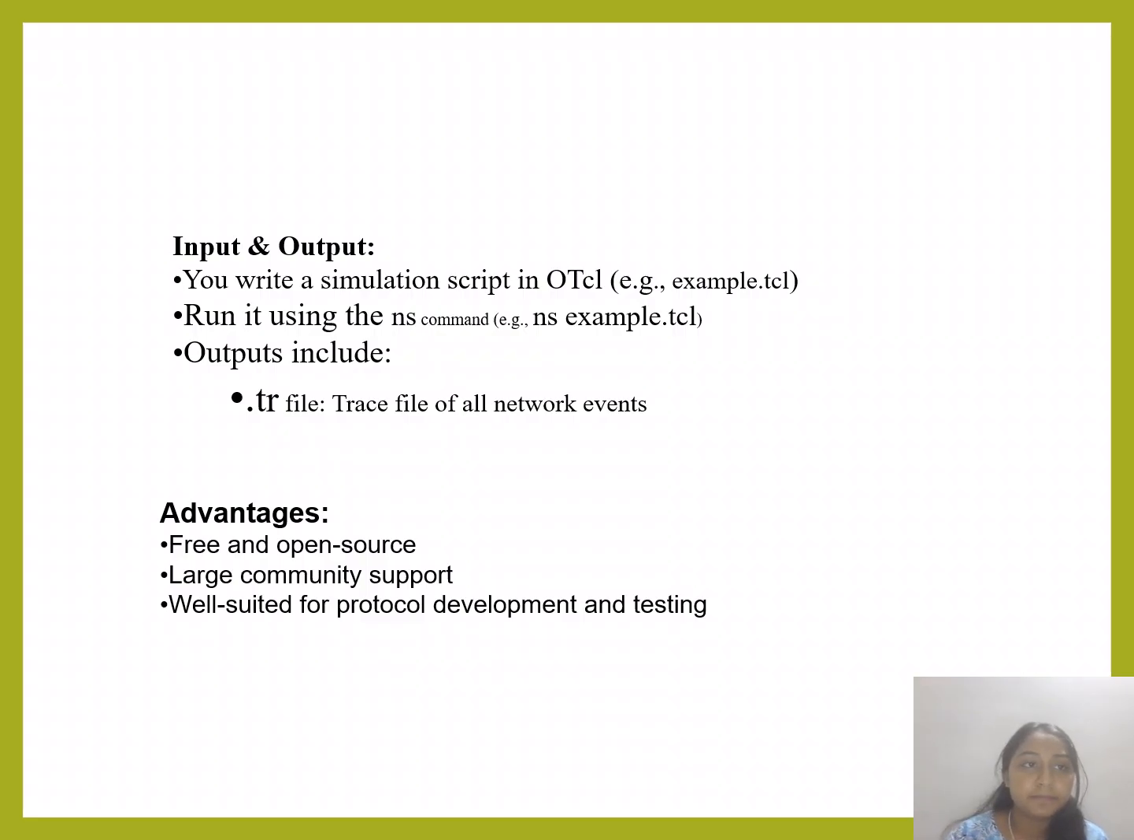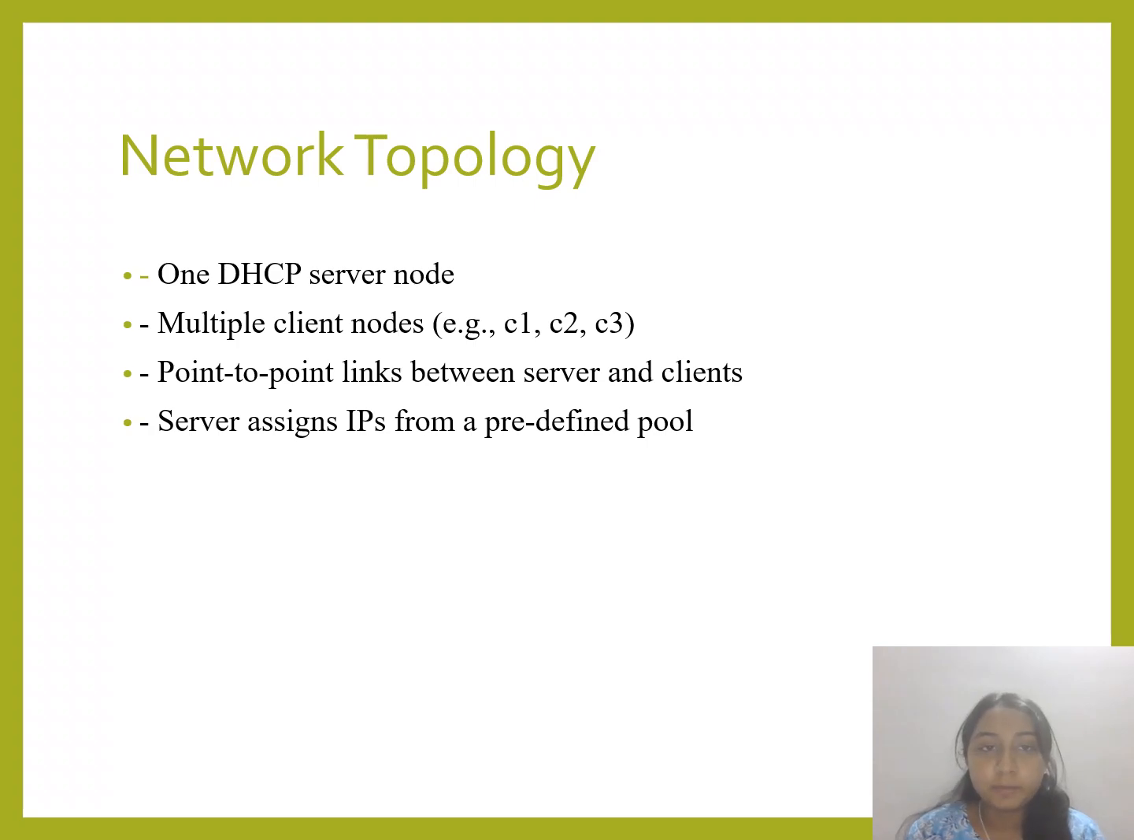So next, coming to the network topology, our simulation includes one server and multiple clients, and all are connected with point-to-point links, and the server dynamically assigns IPs from the pool. And this is the network topology which is used, in which the multiple client nodes are also connected by point-to-point links to the server, and here the server assigns the IPs from the predefined pool.